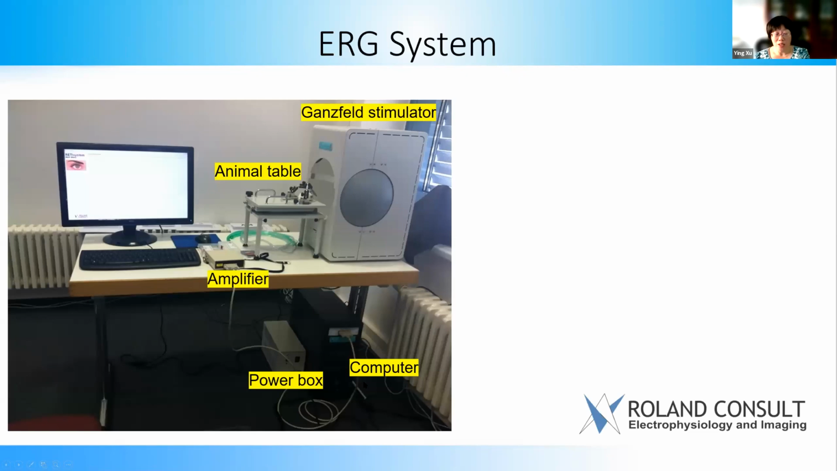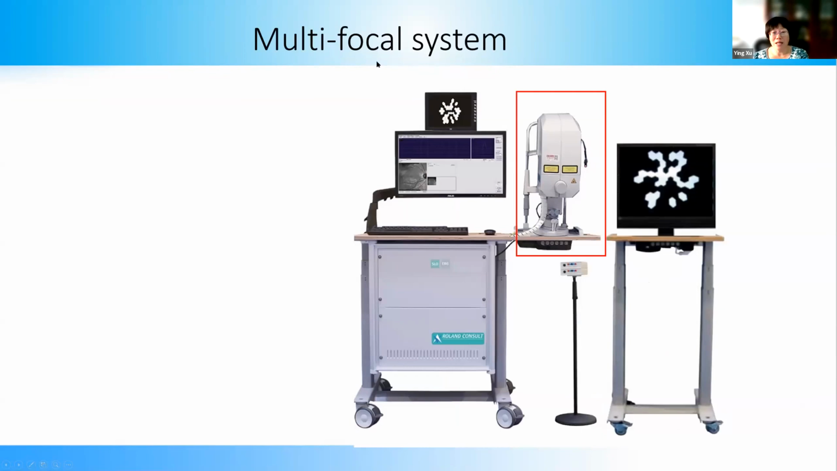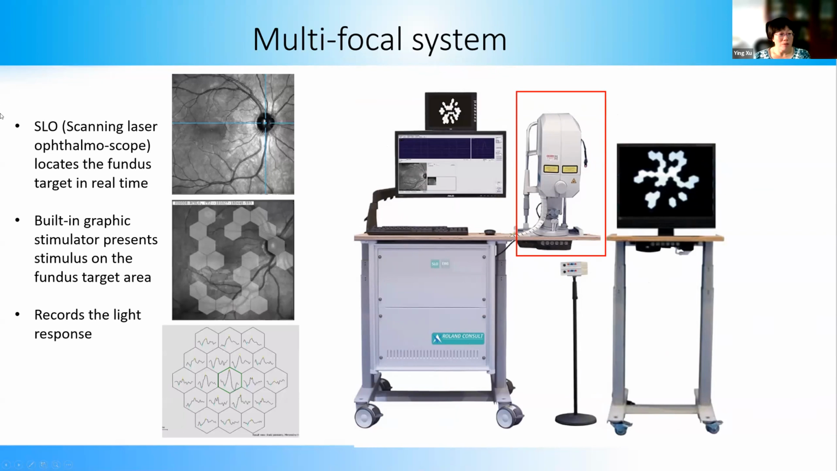So this is a typical ERG system by Roland. There is a Ganzfeld stimulator and the animal table, which can be heated up by a water pump, and the amplifier connected to the computer and power box. Besides the Ganzfeld stimulator, which can give you full field stimuli, there's also a patterned LCD monitor that can give you patterned stimuli like this. And for the multifocal system, it's different. Besides the main computer, there is the LCD monitor that can give you the pattern. But Roland has another system called SLO, which is a scanning laser ophthalmoscope. By this SLO system, it can locate the fundus target in real time.